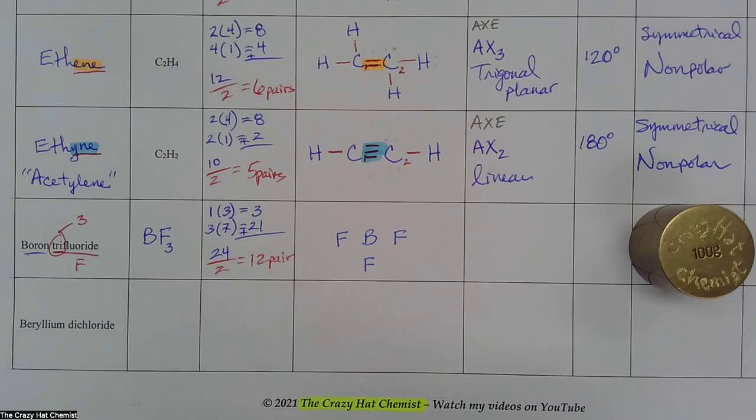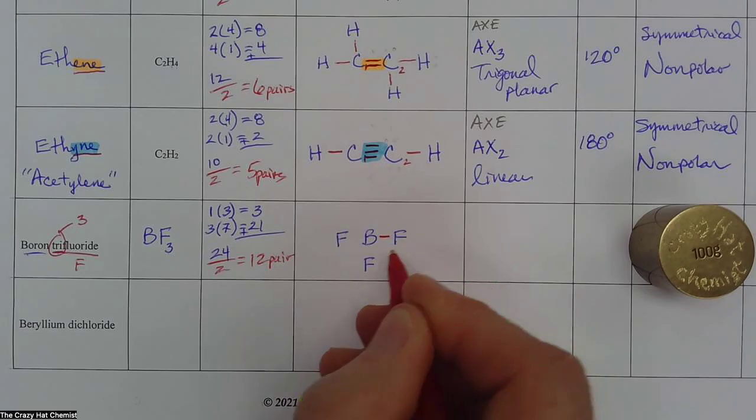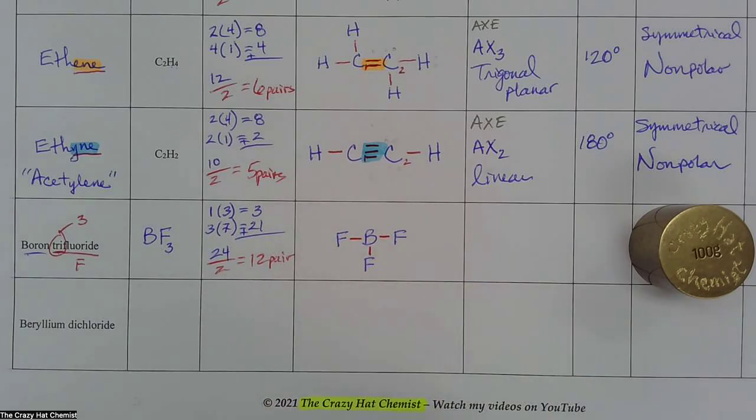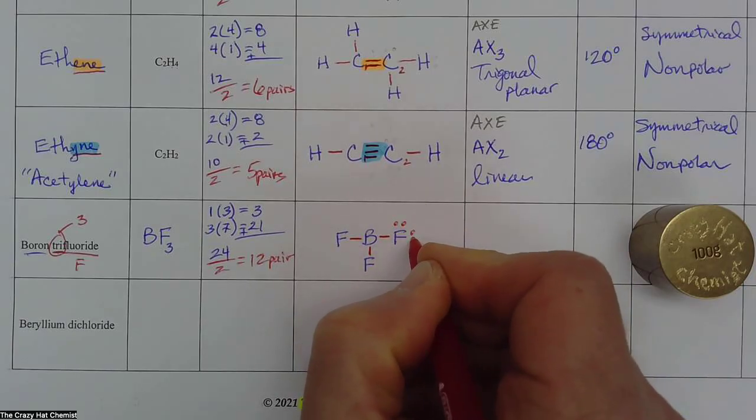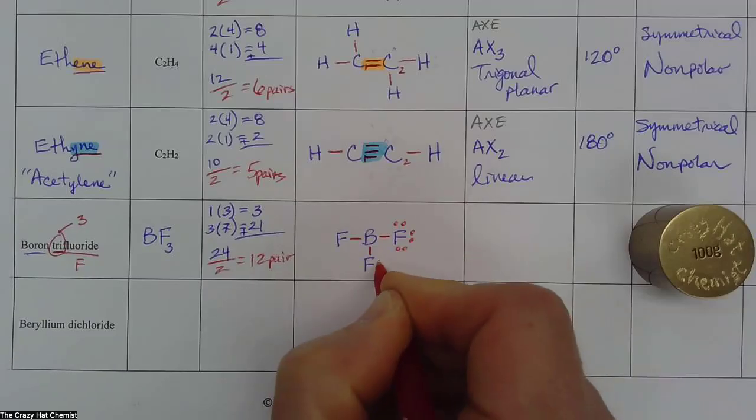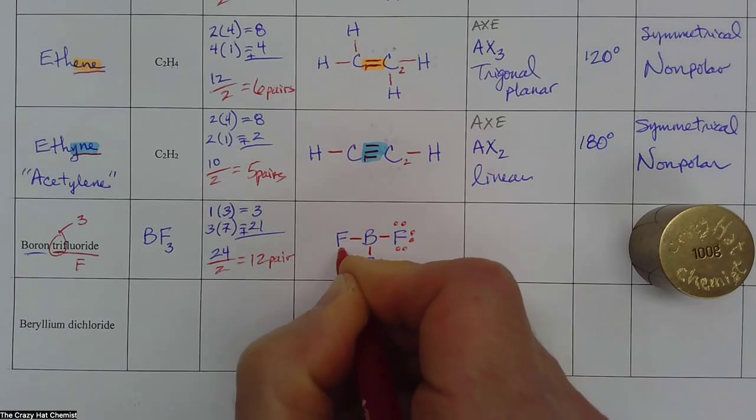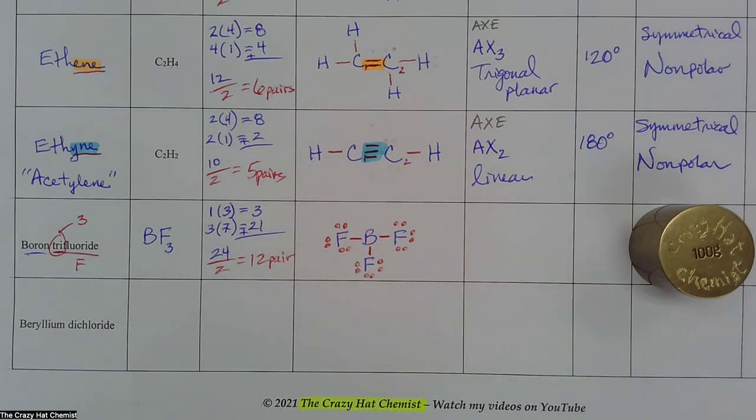Now we need to place our 12 pairs of electrons. The first rule is to place bonding pairs of electrons between the central atom, that's the boron, and the outside atoms, that's the fluorine. I've used 3 of my 12 pairs, so I have 9 pair left. My next rule is to place lone pairs of electrons on the outside atom. So that's 1, 2, 3, 4, 5, 6, 7, 8, 9, 10, 11, and finally 12 pair in total.